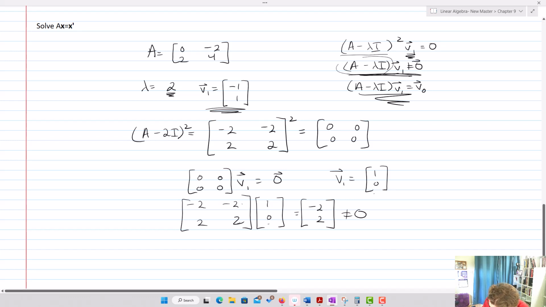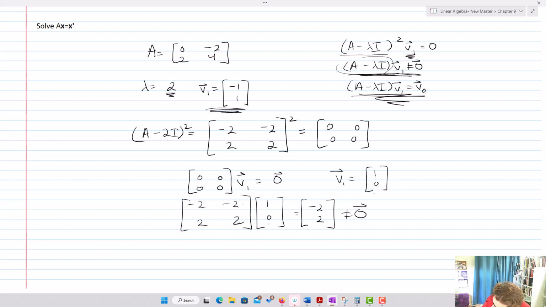Right? That's not equal to 0. If you need to check it, there you go. So now I'm good to go. All I need to do now is actually go in and multiply. Oh, I already did it. I need to multiply v1 to get v0. So our negative 2, 2 here is going to end up being v0.